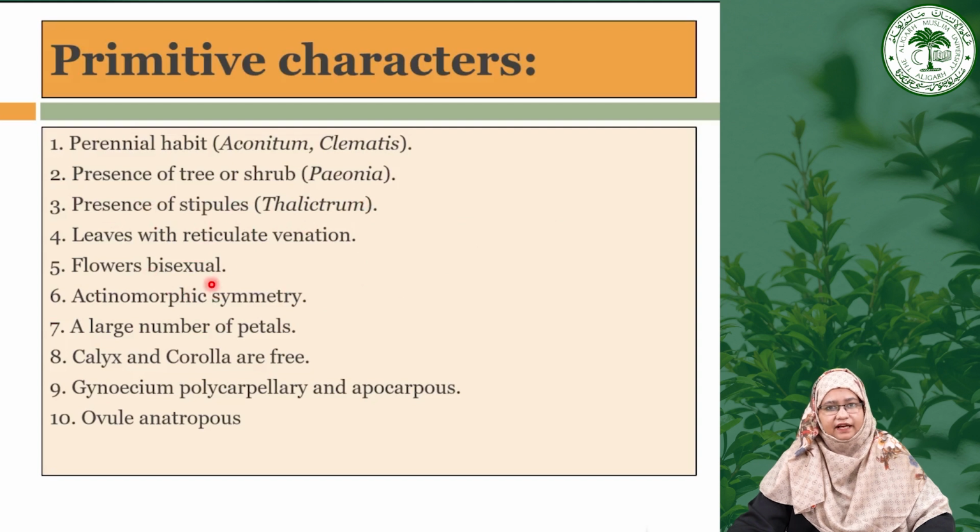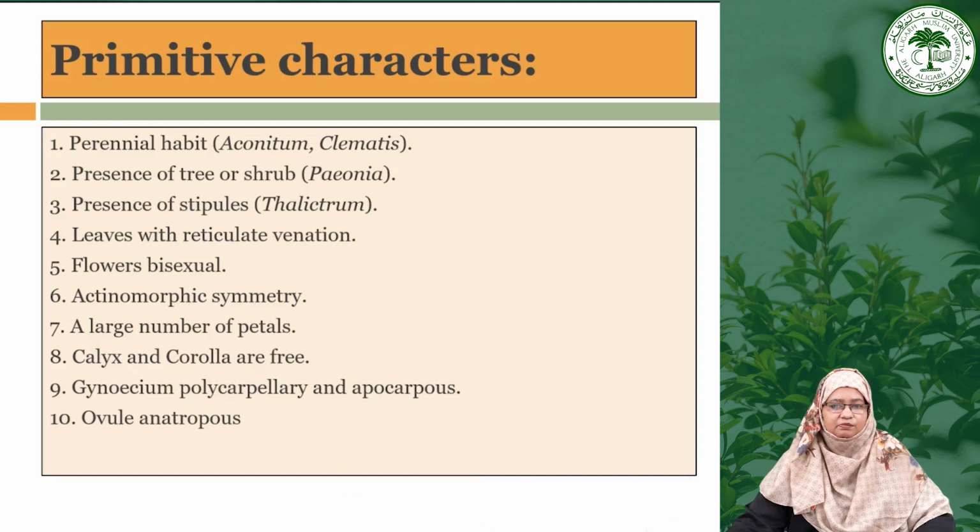The flowers are bisexual. These flowers generally have actinomorphic symmetry and a large number of petals, which may vary from 5, and in some places the number of petals is larger. Then calyx and corolla are both free in nature, and the gynoecium is polycarpellary and apocarpous. Then ovules are anatropous. Besides this, we have seen that the gynoecium as well as androecium, that is stamens, are both spirally arranged. This is also one of the primitive characteristics of this family.